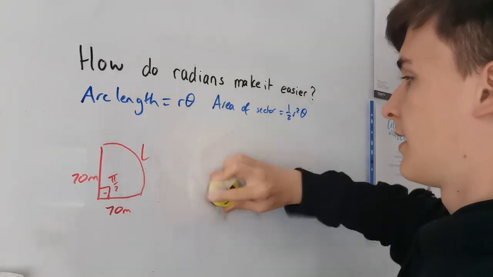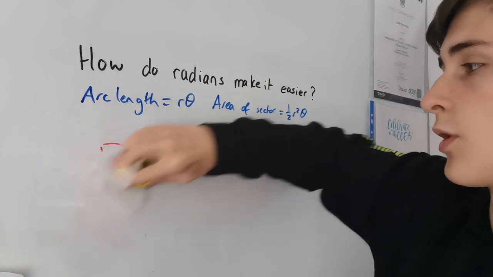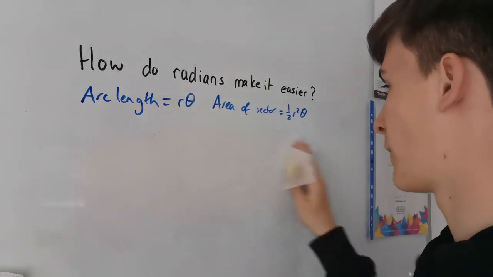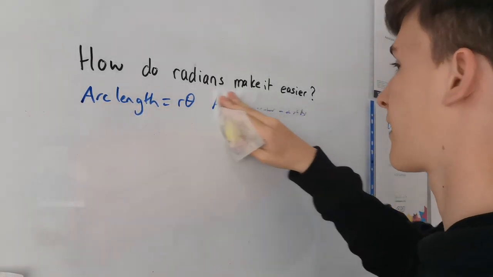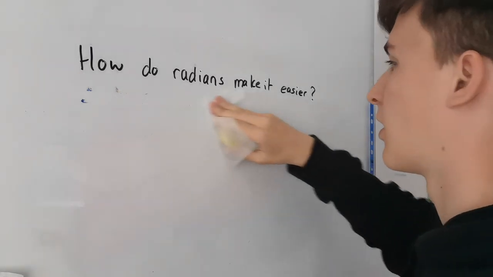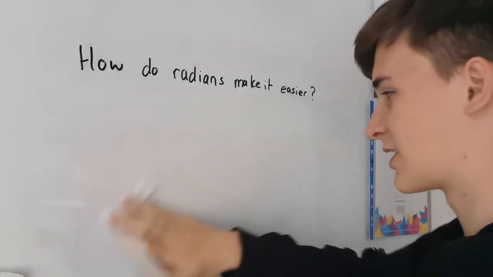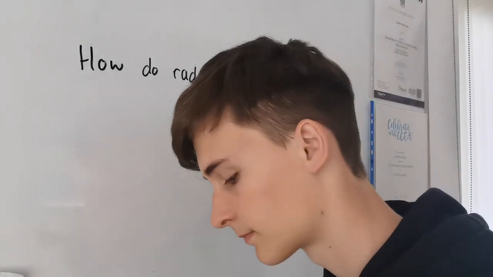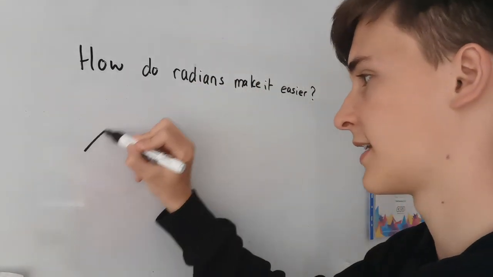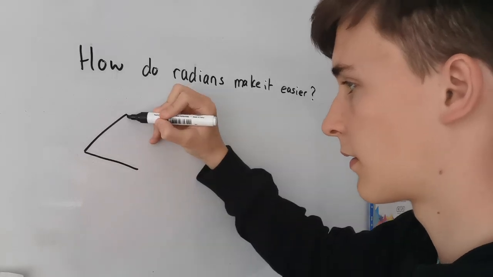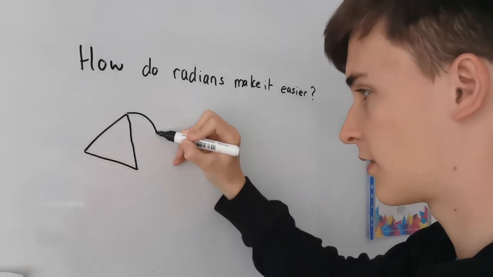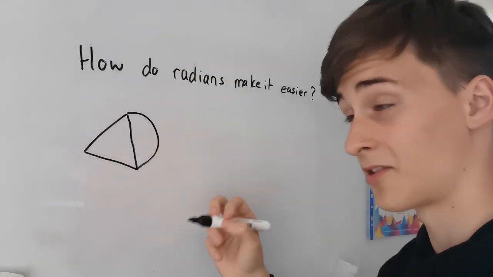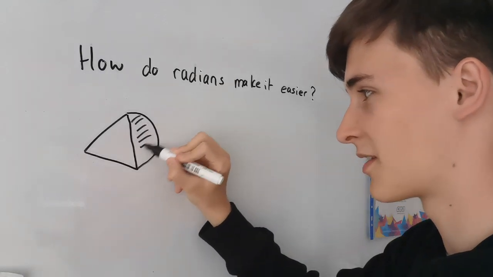Now, at GCSE, or whatever you did before this, you have to do all the bits of the calculations, when in reality, with radians, everything is so much easier. So let's draw our segment. There's the triangle, and there's our part of the circle. We want to work out this part.